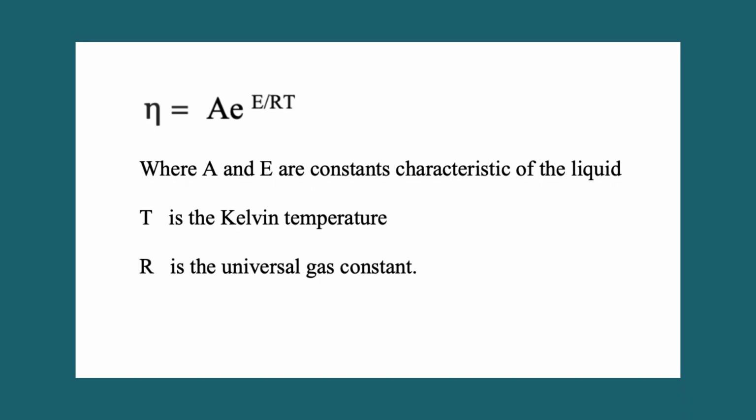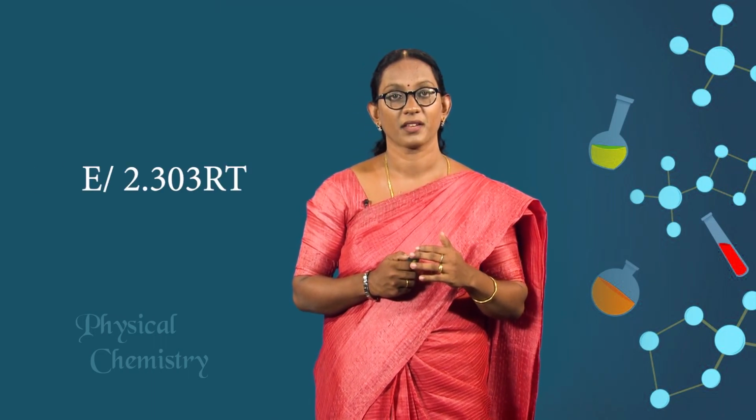When writing the above equation in logarithmic form, the equation changes to log eta equal to log A plus E divided by 2.303 RT. This is a straight line equation. So, on plotting log eta against 1 by T will give a straight line in most liquids with slope E divided by 2.303 R.